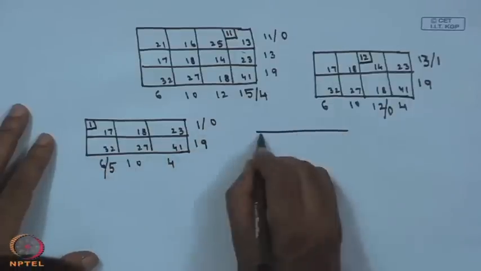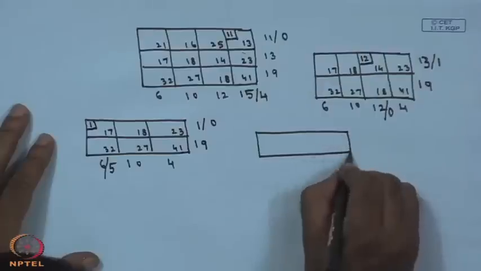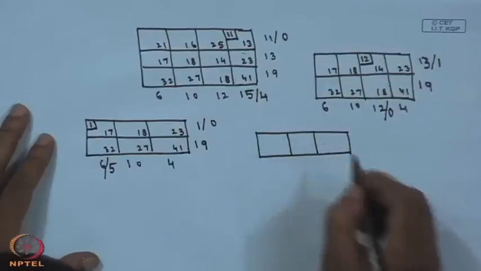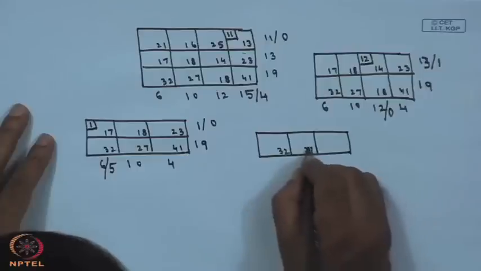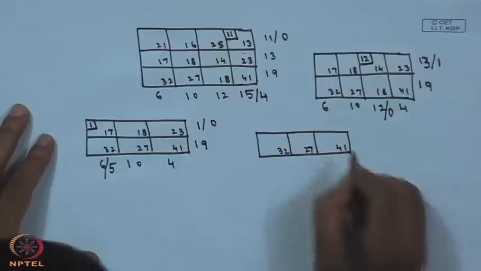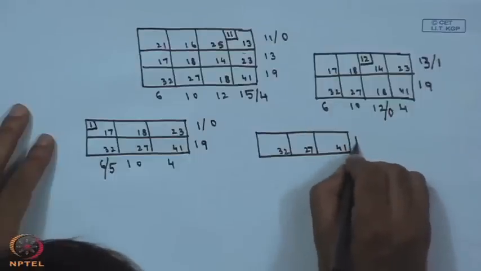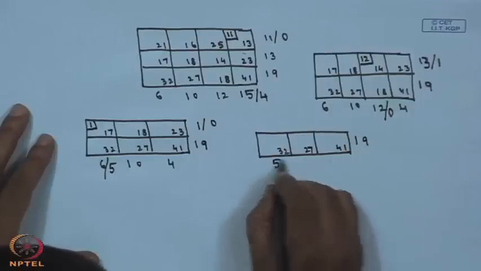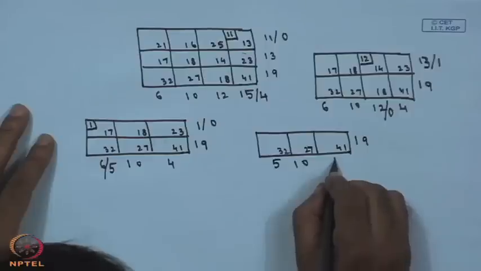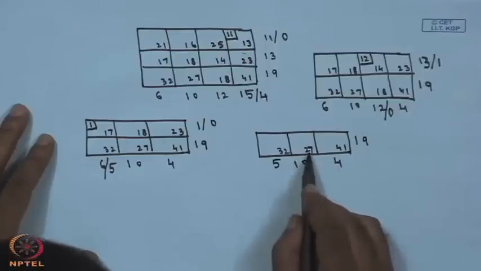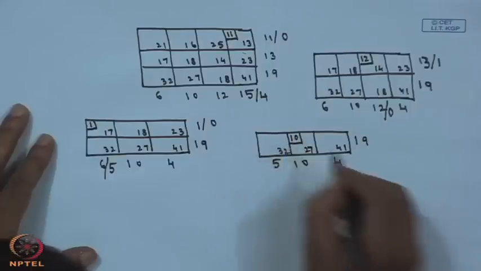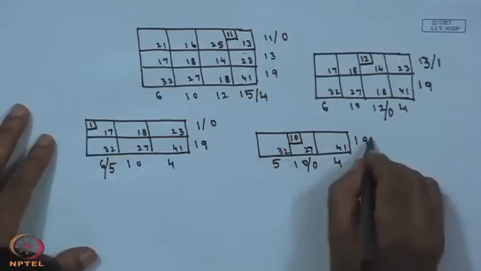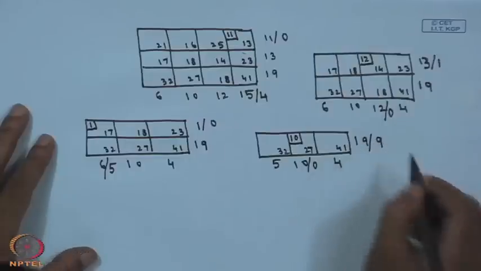So, now I have only 1 row and 3 columns: 32, 27 and 41. Here it is 19, 5, 10 and 4. Minimum of these is 27, that is first row second column. Minimum of 10 and 19 is 10. So, I am allocating 10. So, this column can be removed, now it becomes 9 only.